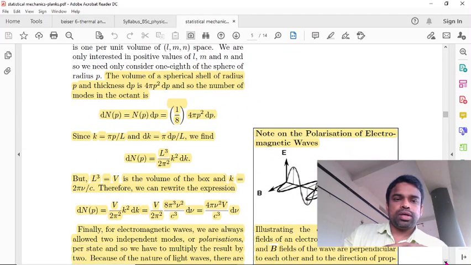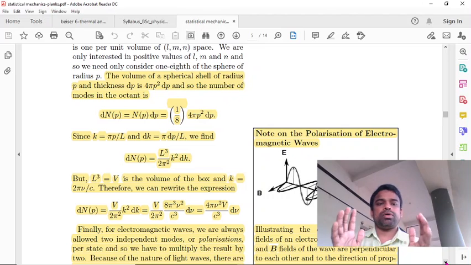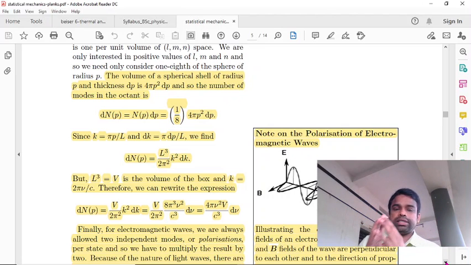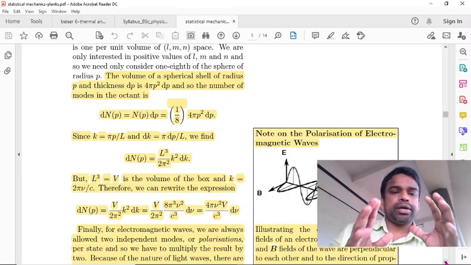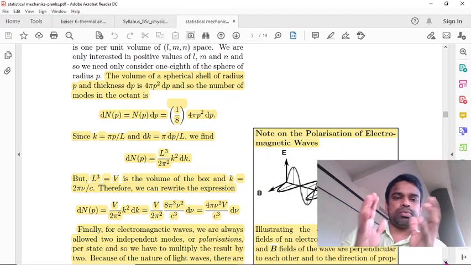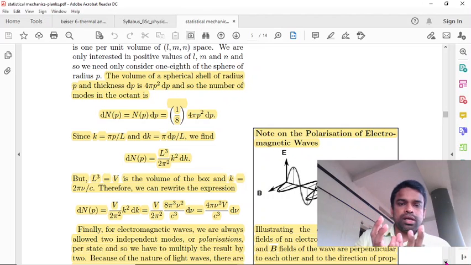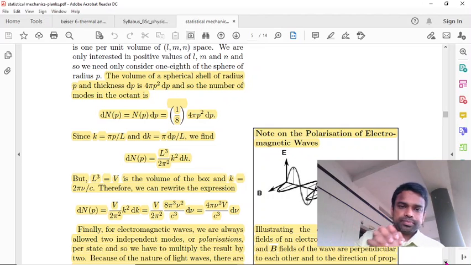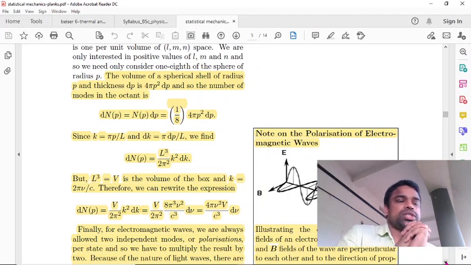Now we consider a volume of a spherical shell of radius p and thickness dp, which is 4 pi p square dp. That is, 4 pi p square dp is the volume of a spherical shell having radius p and thickness dp. Then the number of modes in the octant.